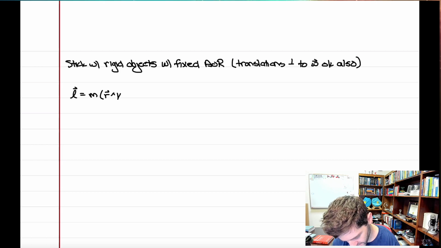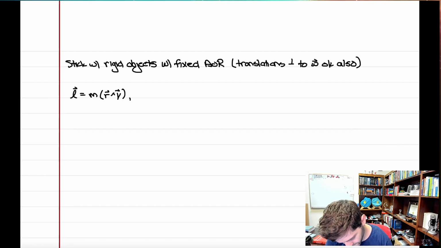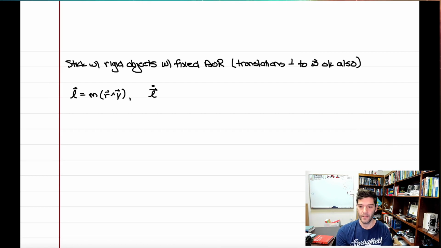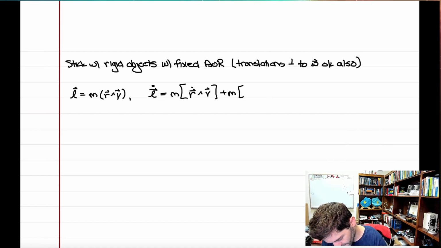So let's start with angular momentum and ask, how does angular momentum change? Momentum changes when forces are applied over time. Let's look at the time derivative of angular momentum for a point particle. So then the mass is just a constant. And I know the derivative distributes, so this looks like it's going to be m r dot cross v plus m r cross v dot.